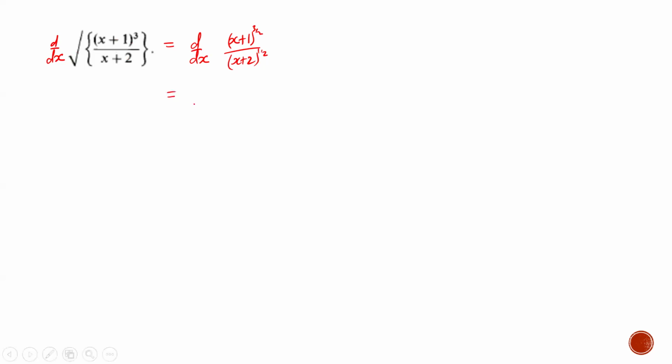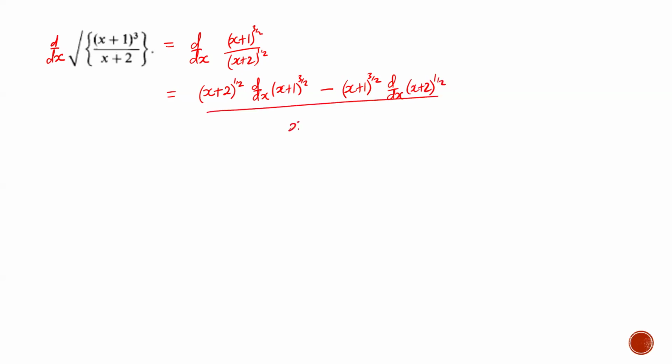Now, using the quotient rule tells us that the derivative of u out of v with respect to x is v du dx, and now v is the denominator, so that's going to be v times du dx, the derivative of the numerator. So I'll just write that as v times the derivative of (x plus 1) to the power 3 out of 2, minus u times dv dx. So the numerator times the derivative of the denominator, (x plus 2) to the power half, divided by v squared, which is the denominator squared. So (x plus 2) to the power half squared. So this gives us x plus 2 to the power half.